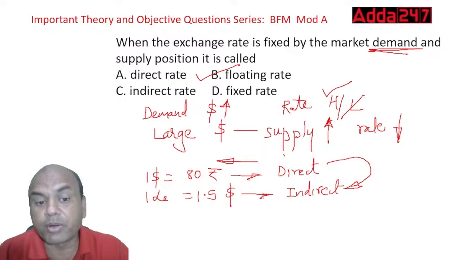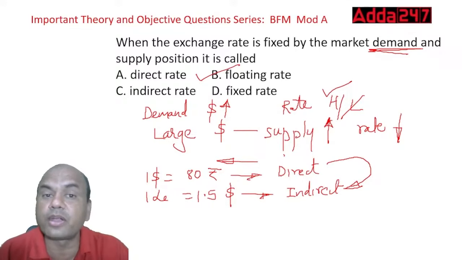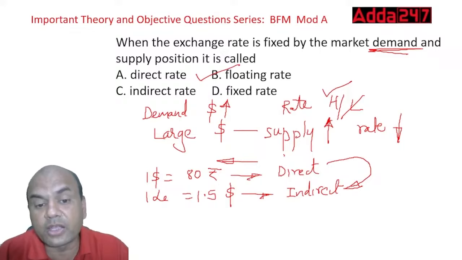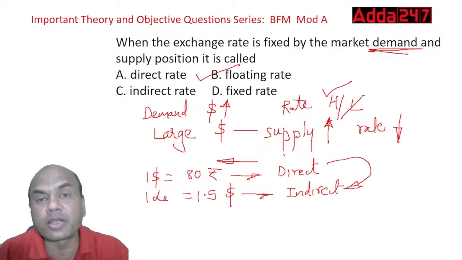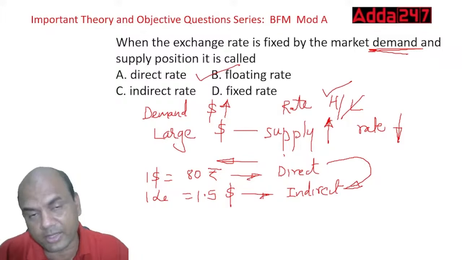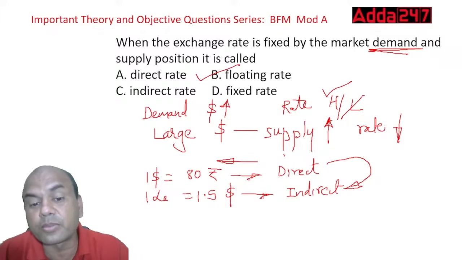Okay. But pound is having what? Indirect means what? Is this economy bigger than that of India? No. The Indian economy is bigger than that of the Britain economy or London economy. Then also they are having this indirect, because these rates were fixed long back. That's why they are still prevailing.